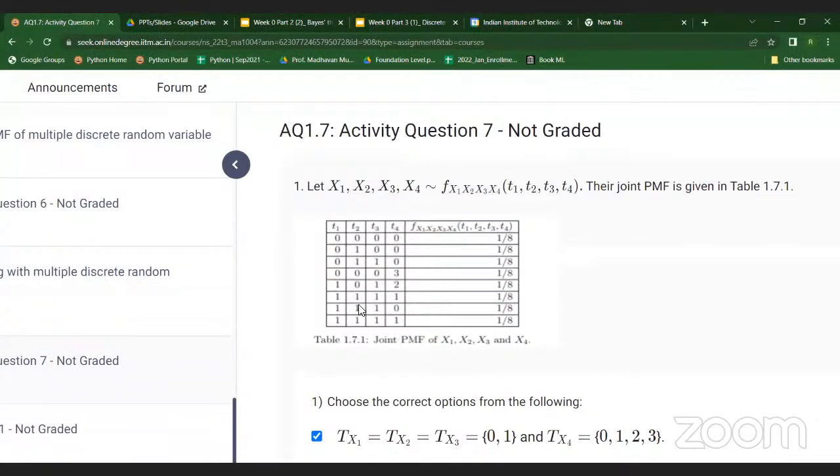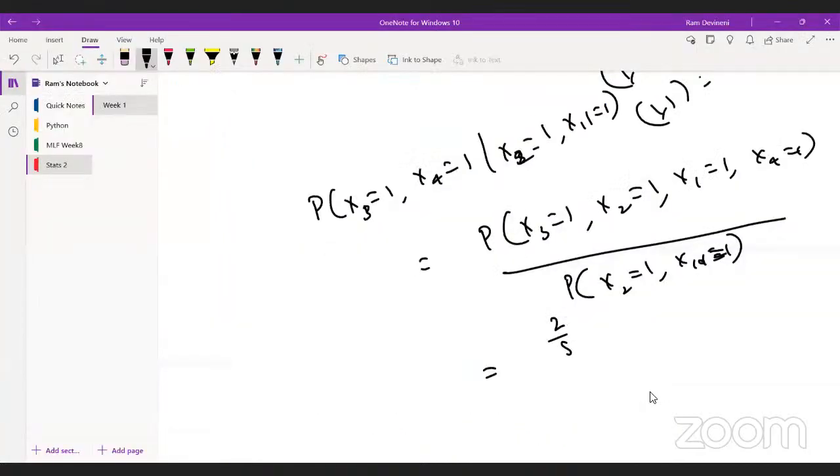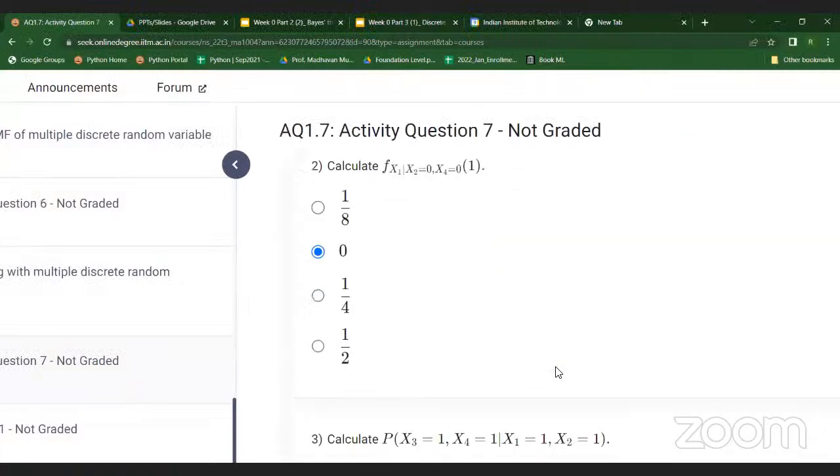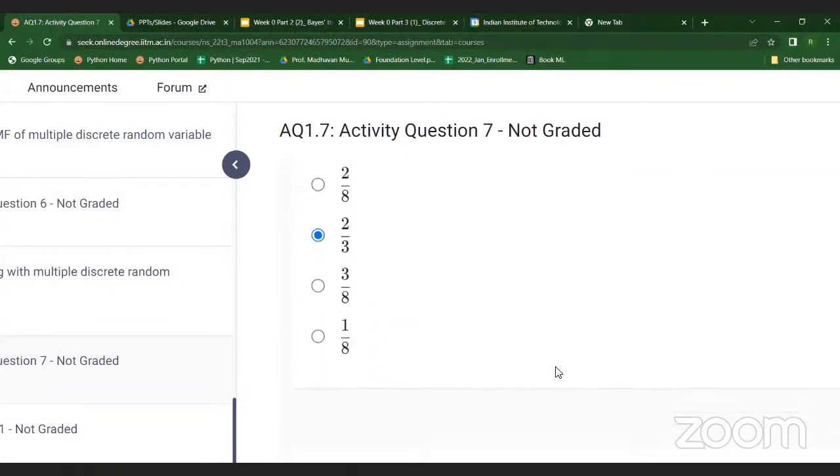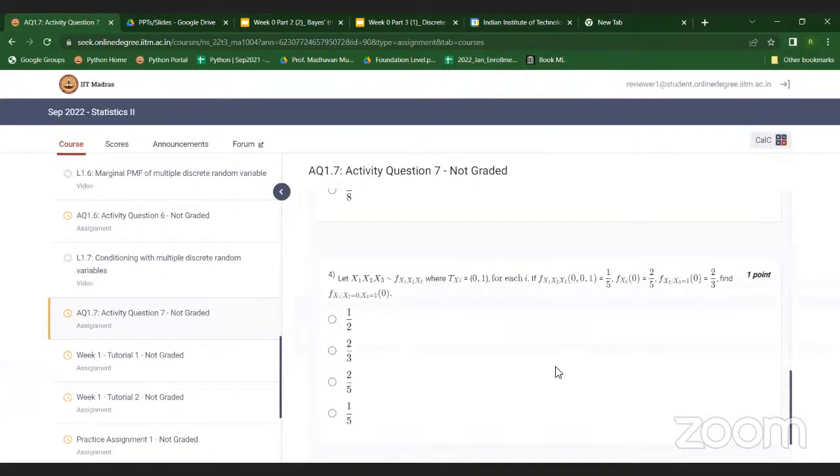And what is the probability for this intersection part? It's going to be 1 by 8 plus 1 by 8, right? 1, 1, 1, 1 occurred 2 times. And then what about this 1, 1 part? x1 equals 1 and x2 equals 1 occurred 3 times. 1 by 8 plus 1 by 8 plus 1 by 8. So this is going to be 2 by 8 divided by 3 by 8. It's going to be 2 by 3. That portion occurred 2 times and that one 3 times. Okay. Now we'll come for this fourth problem.